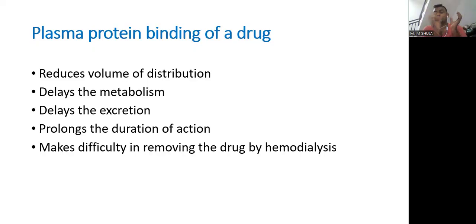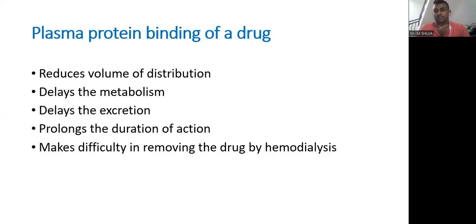And when the drug is bound with plasma protein in the kidney, the filtration is difficult because it is a larger molecule. So the excretion is also reduced. When the metabolism, that means inactivation of the drug, is reduced and the excretion is reduced, what happens? The active portion of the drug stays more in the blood, so the duration of action is prolonged. So large plasma protein binding of the drug will prolong the duration of action.